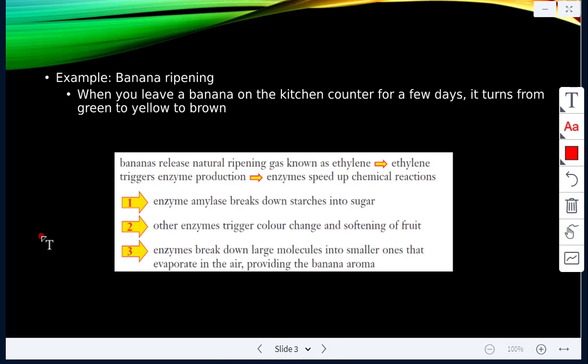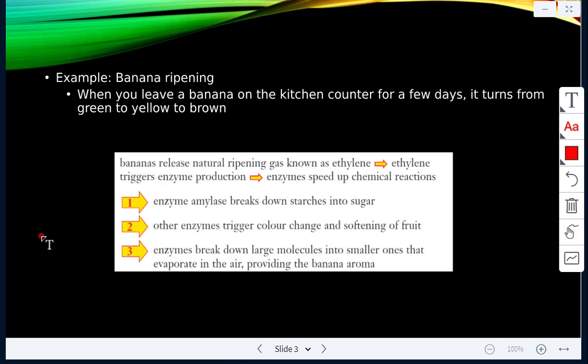Another one is just a banana sitting on your counter. It's sitting there, it's getting ripe. It starts to change color, going from green to yellow to brown. That's another chemical reaction. There's a natural ripening gas known as ethylene. The ethylene triggers enzyme production, and then the enzymes speed up the chemical reactions.